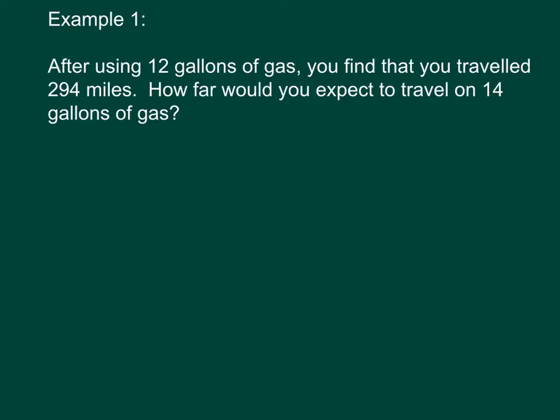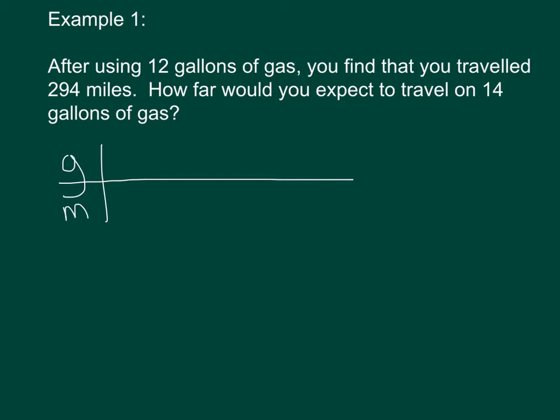Example 1, we see that after using 12 gallons of gas, you find that you traveled 294 miles. How far would you expect to travel on 14 gallons of gas? Now, because it doesn't specify miles per gallon, even though it's what we're looking at, it doesn't really matter the order that you set it up. So I'm going to put gallons on top and miles on the bottom. And I'll show you later why it doesn't make a difference.